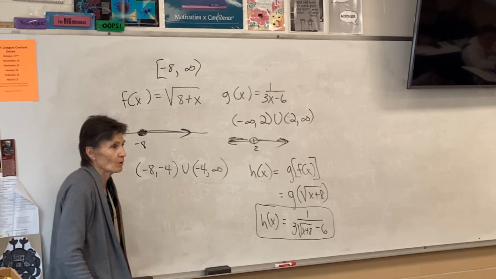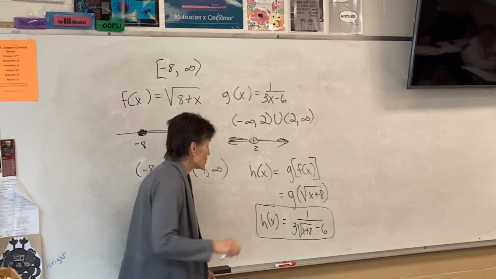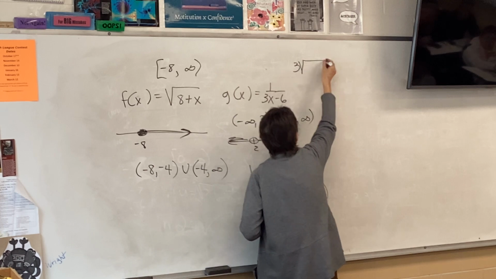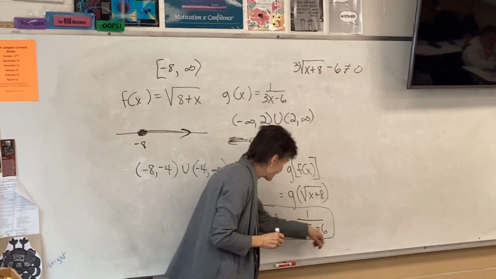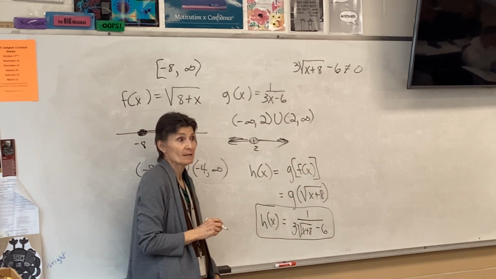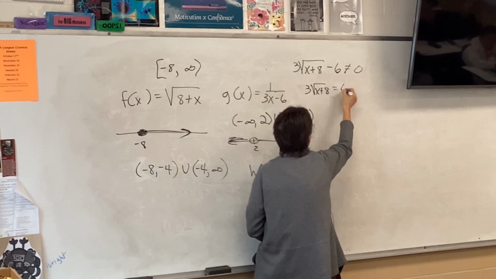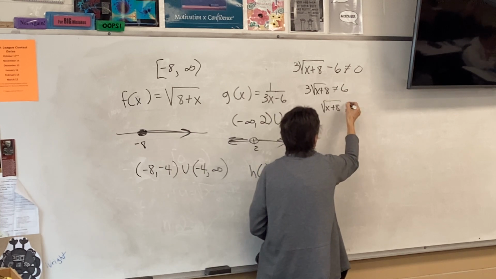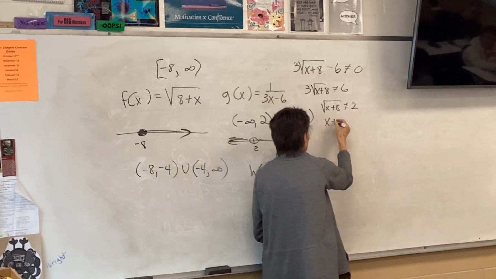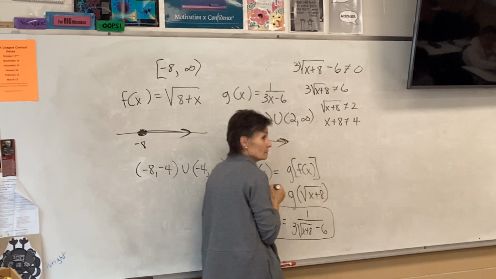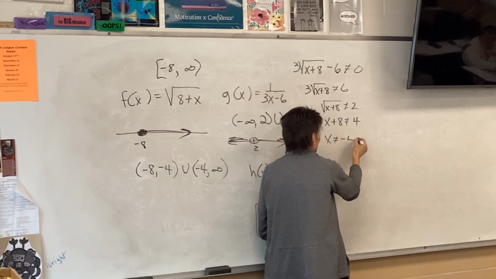Where'd that -4 come from? Can't have a 0 in the bottom. Can't have a 0 in the denominator. So whatever that all is in the denominator, it cannot be 0. I don't know what he did, but you could solve this easily enough. The square root of x plus 8 cannot be 2, which means x plus 8 cannot be 4, which means x cannot be -4.